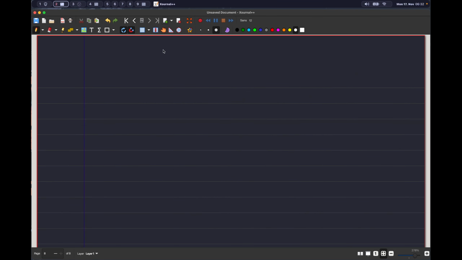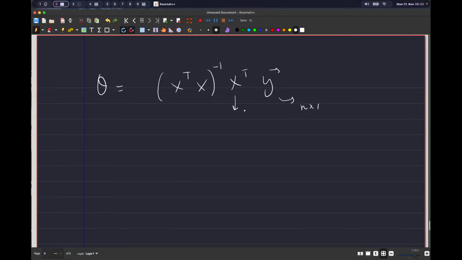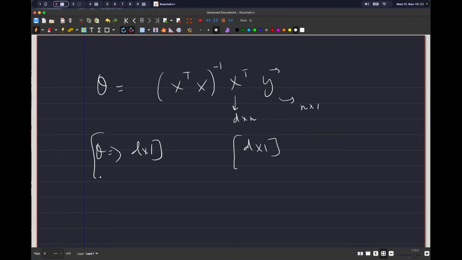So let's identify the dimensions of this. Your final update, the optimal theta, writing it again, is X transpose X to the power minus 1, which is the inverse, times X transpose and the y vector. So y is n by 1, X transpose dimension is d by n, and when we multiply them together, we will get something of dimension d by 1, and that is what we need for theta, a matrix with dimension d by 1.